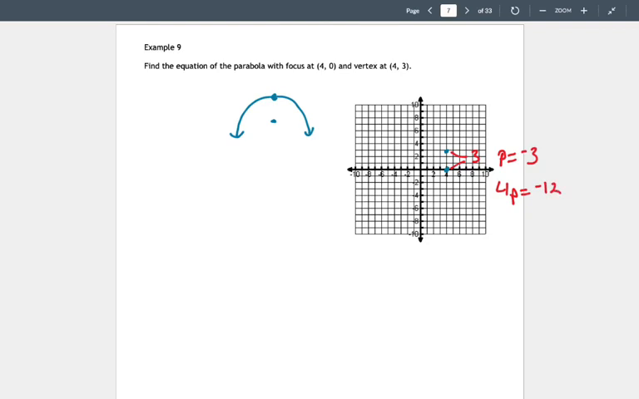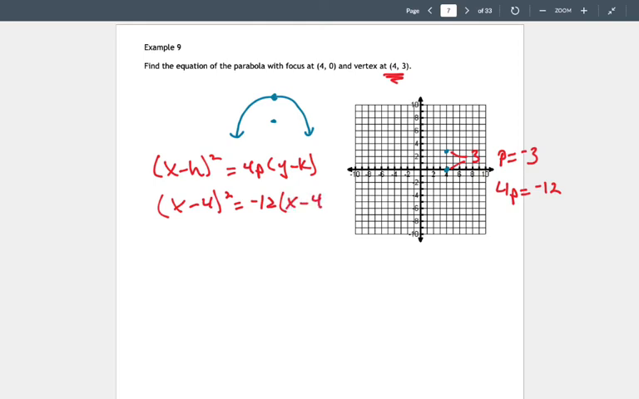So when I write my equation, because it opens down, I know my x is squared, so it's going to be in this form: x minus h squared equals 4p times y minus k. And I know my vertex is at 4, 3, so I'm going to do x minus 4 squared equals, 4p is -12, and then y minus 3. Sorry, let me back that up. This should be y minus 3. Okay, so that's the equation for this parabola.